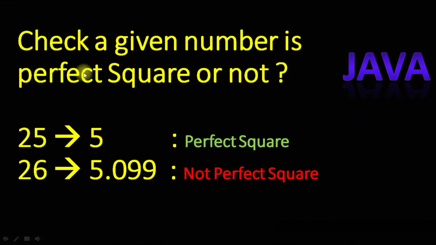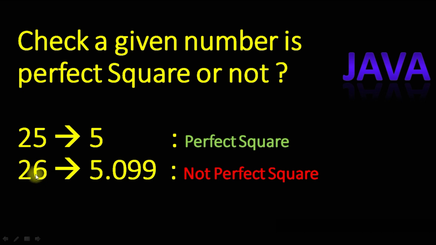Today our problem statement is that we have to check whether a given number is a perfect square or not. If you check these two examples, 25, if I take the square root of 25, I get a concrete number, 5. So I can say this 25 is a perfect square.